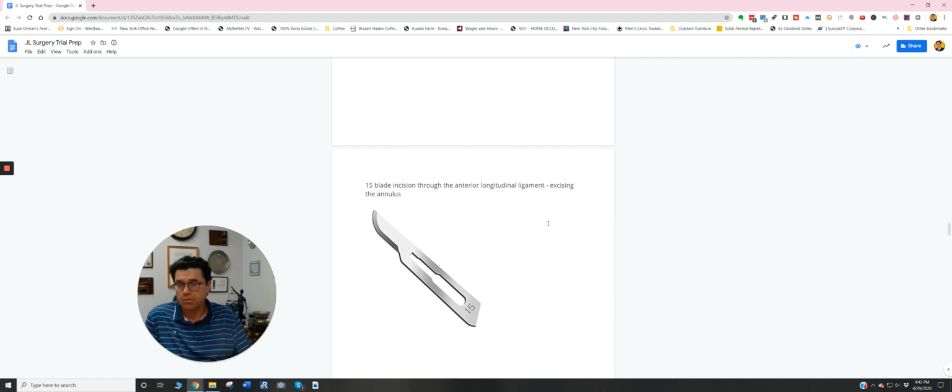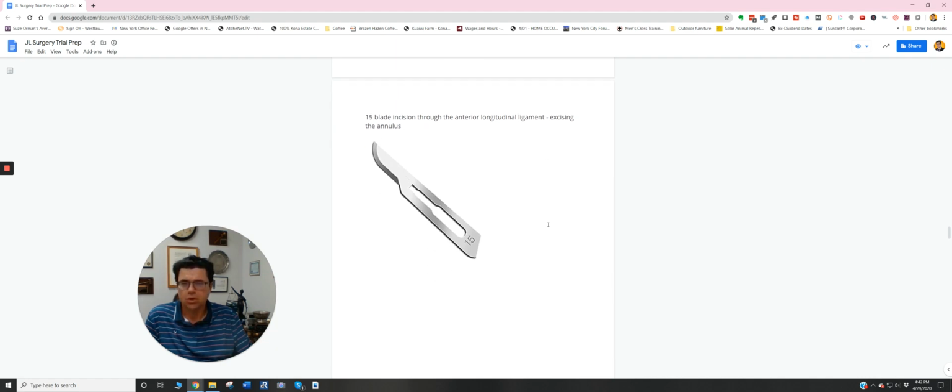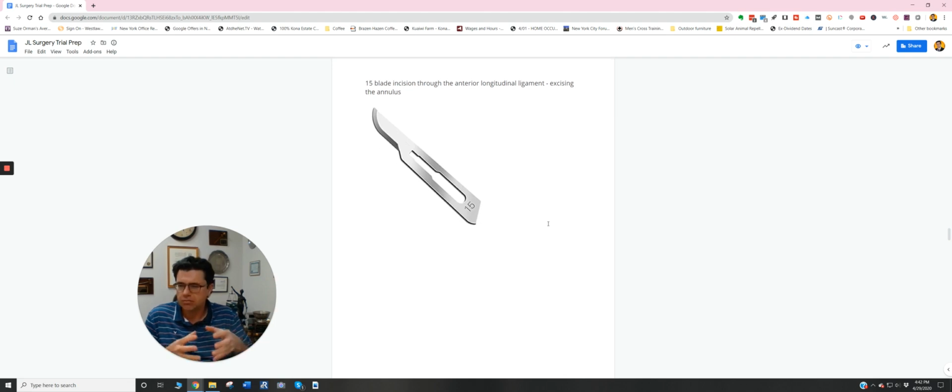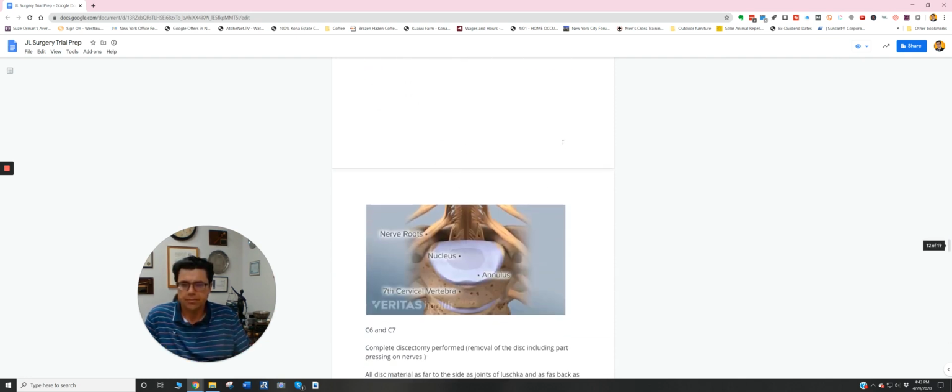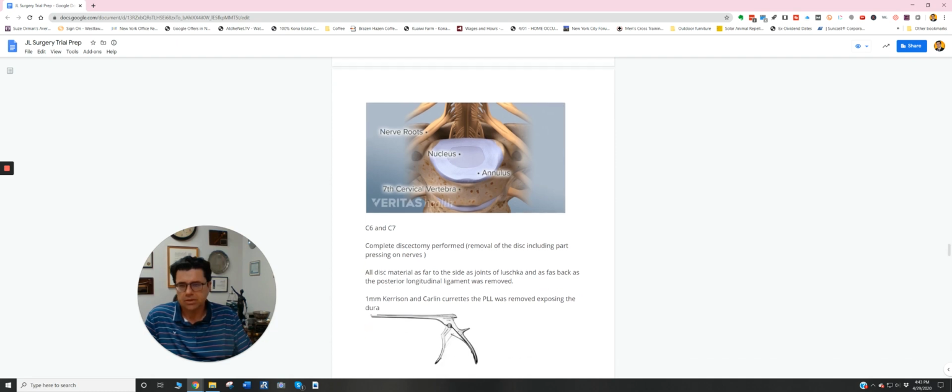Then a 15 blade incision through the anterior longitudinal ligament excising the annulus. Now that's the disc itself, the annulus. So he has to excise or remove that because of the severity of the herniation. So he's going to use a blade to do it. Then he gets into the, and you can see the disc here, that would be the annulus right there, and the nucleus is the center of the disc. The entire disc is the circle, the little purplish circle right there.